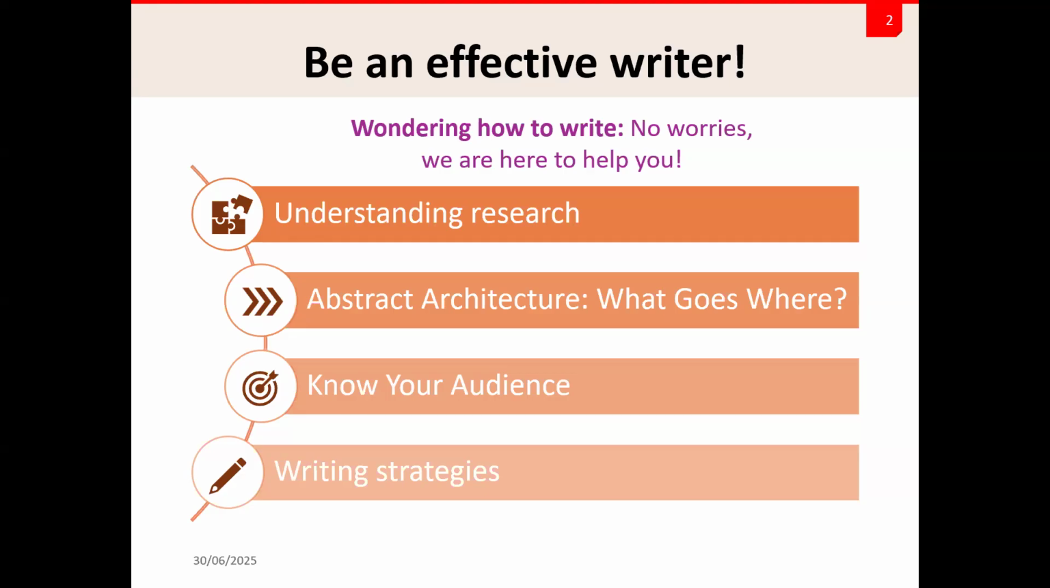So today, first thing is you're going to understand about the research, and then we're going to discuss more about the architecture of the abstract, what goes where, and then we're going to know about the audience. Understanding the audience is important things to consider when you write an abstract. The last, we're going to discuss about some writing strategies.